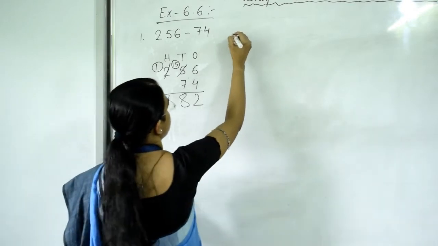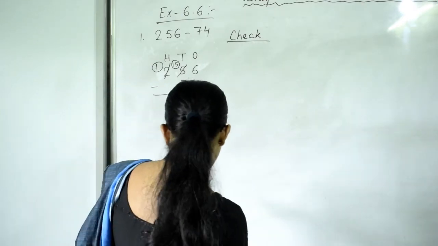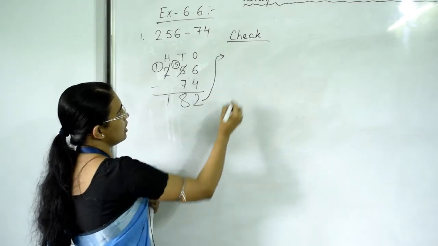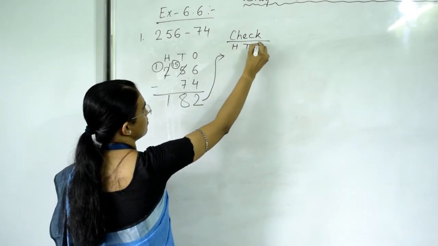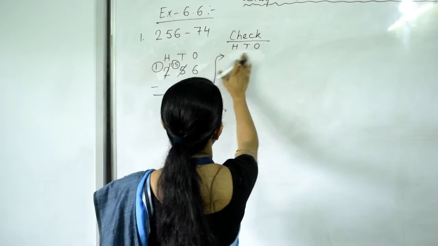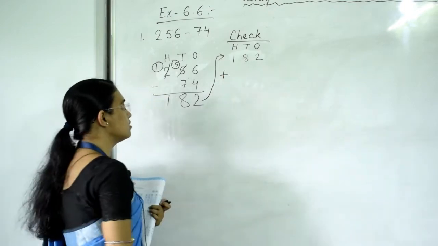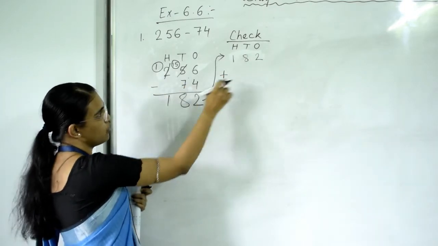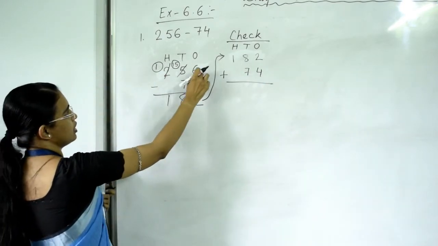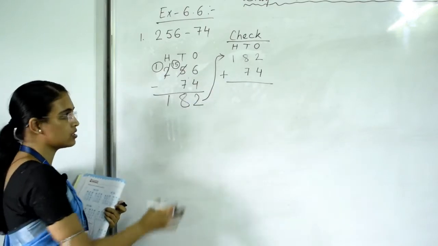Now we will check by doing addition. For that, first we have to write this answer at the top, that is 182. Then put the plus sign. Then we write this 74 here. If the number we get in the answer is the top number, then that means this sum is correct.